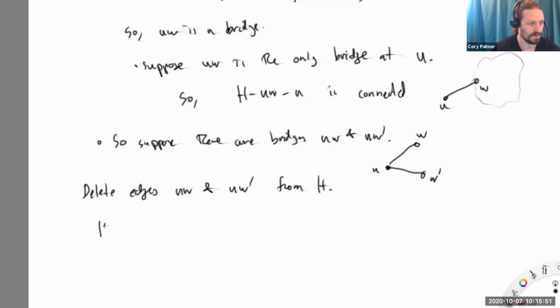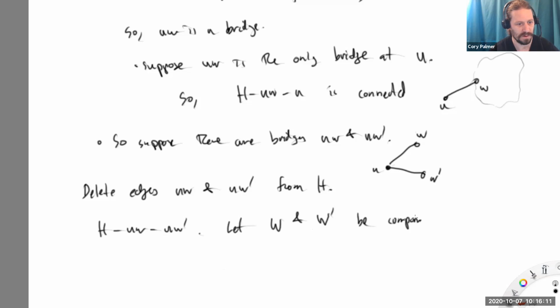Okay, so this produces an H minus UW minus UW prime. The algorithm doesn't do this. I'm just saying, consider this graph here. Remove the two edges and think about this graph here. And now let big W and big W prime be the components that contain little w and w prime respectively.